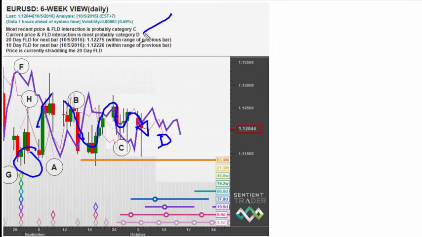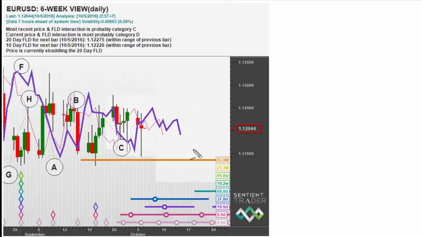You can see up at the top here, it tells us that the current price and FLD interaction is most probably a category D. That means that according to Hurst Signals, we are currently in a short trade. So in other words, we would be in a D category short trade if we had the opportunity to actually get into that trade. Now there are several things to say.